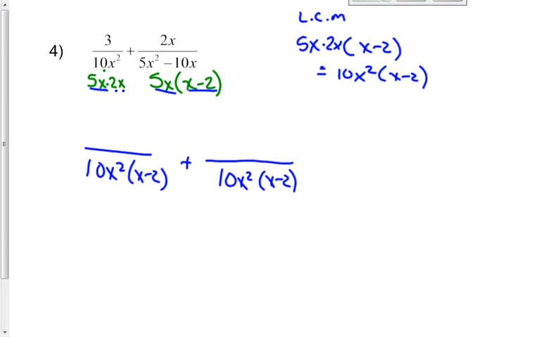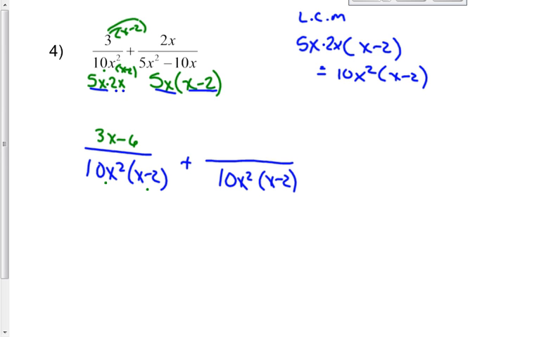And now I look for missing pieces. In the first fraction, I started with the 10x squared. I need it to be 10x squared times x minus 2. The piece that's missing is the quantity x minus 2. So that's what I would need to multiply by, which gives me, with the distribution, 3x minus 6.